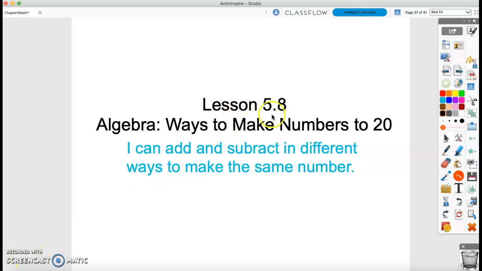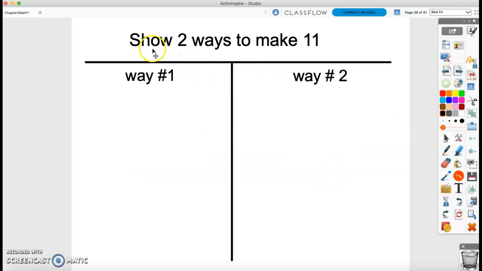This is Math Lesson 5.8, Algebra, Ways to Make Numbers to 20. At the end of this lesson, you should be able to say, I can add and subtract in different ways to make the same number. So it says, show 2 ways to make 11.